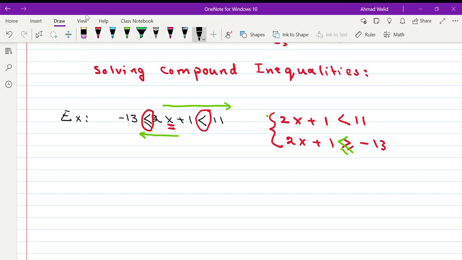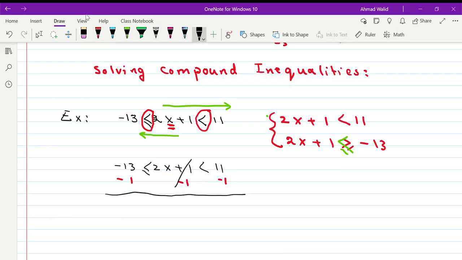Then what is the best way that I like to solve? Keep it like this. Keep your inequality like this: 2x plus 1 less than 11, greater than or equal to negative 13. Whatever operation you are doing in the center or in the middle, do that operation on both sides at the same time. How? Look, I will first subtract 1 from the middle, I'll subtract 1 from the right, and I'll subtract 1 at the same time from the left. Correct?